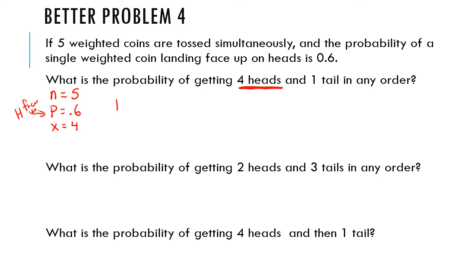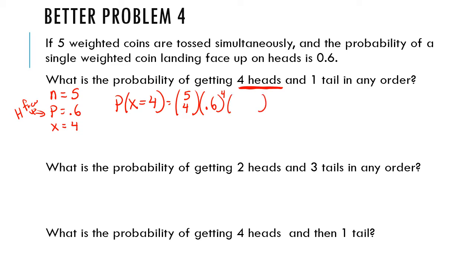So when I go to my formula, P of x equals 4, I have 5 choose 4, which means out of my 5 trials, I'm choosing 4 heads. My probability of success is 0.6. And once again, that probability of success is for each individual heads. That's why I'm bringing it to the power of 4.